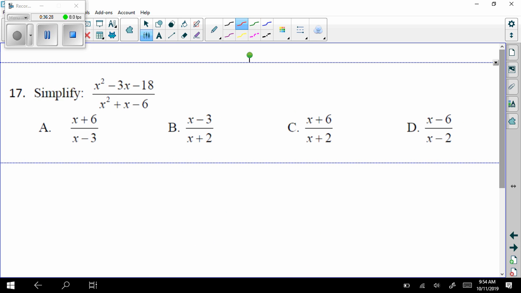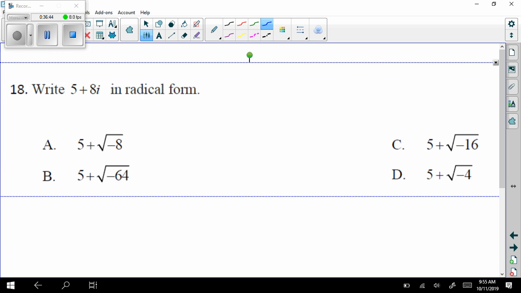These are possibly my favorite questions on the midterm. Just a lot of factoring and canceling. But we don't have to do it yet. These are my favorite, though. All right.